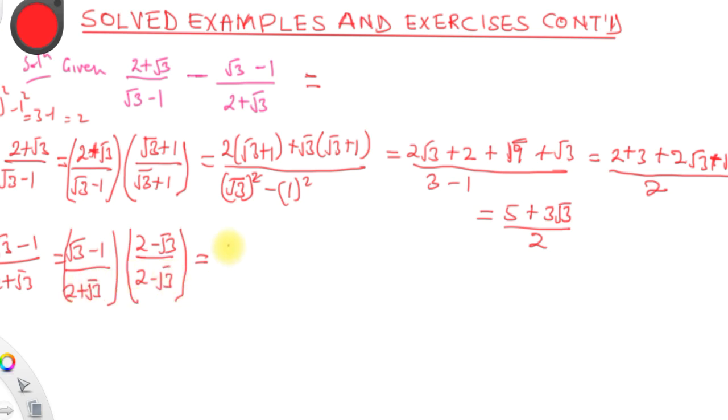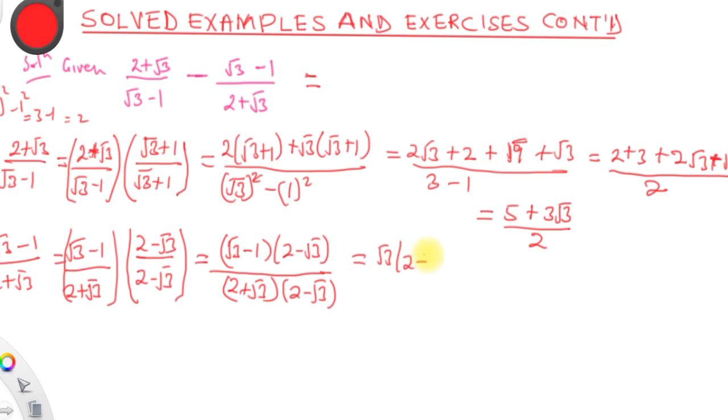So this is what we get: square root of 3 minus 1, multiplying 2 minus square root of 3, all over 2 plus square root of 3 multiplying 2 minus square root of 3, which are a difference of two squares. These two are conjugates. Okay, so this is the same as square root of 3, we will multiply the whole thing.